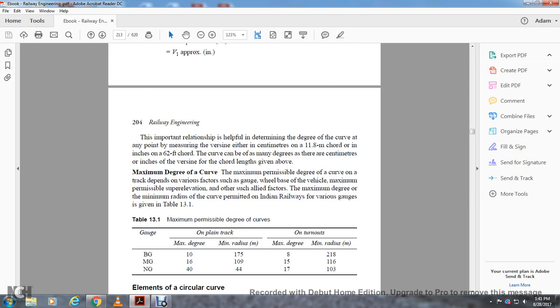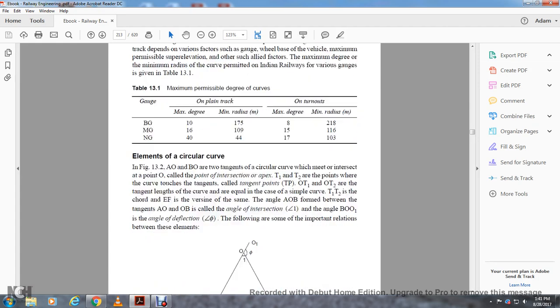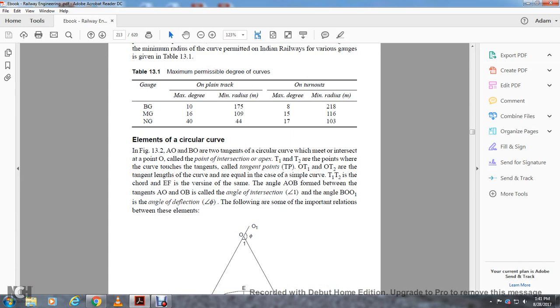The broad gauge has a maximum degree of 10, a minimum radius of 175 meters, a maximum degree on turnouts of 8, and a minimum radius of 218 meters. Meter gauge has 16 maximum degree on plain track, 109 minimum radius, maximum degree on turnouts of 15, and minimum radius on turnouts of 116 meters. Narrow gauge has 40 maximum degree on plain track, 45 minimum radius, maximum degree of 17 on the turnout, and minimum radius 103.